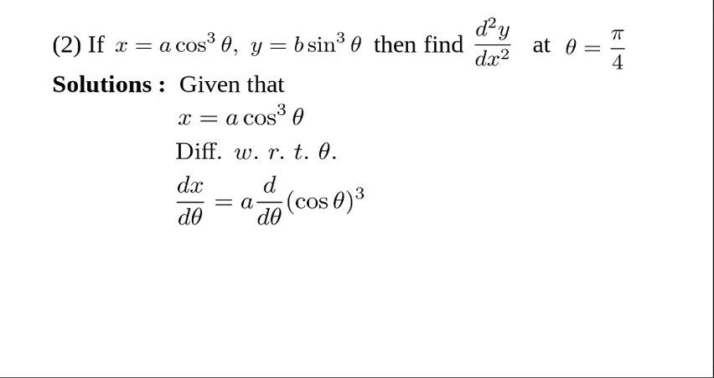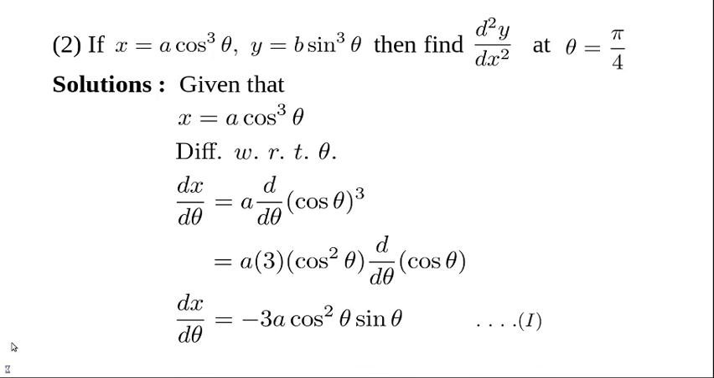So dx by d theta equals a times d by d theta of cos theta the whole cube. So it becomes 3 cos square theta into derivative of cos theta. Therefore, dx by d theta equals, the derivative of cos theta is minus sin theta, so this becomes minus 3a cos square theta into sin theta. Let us call it equation 1.